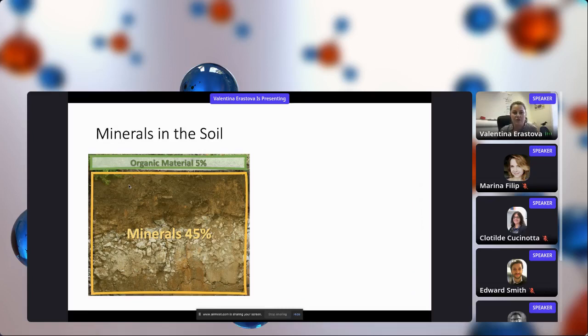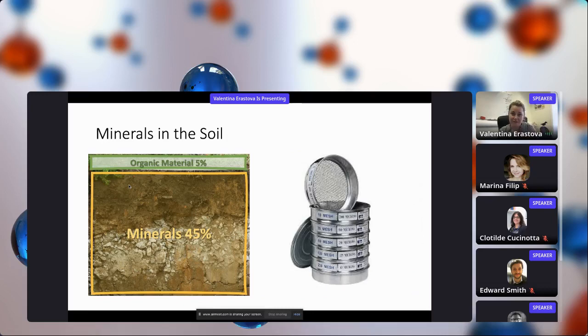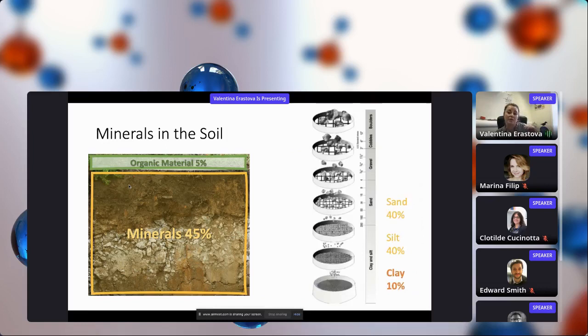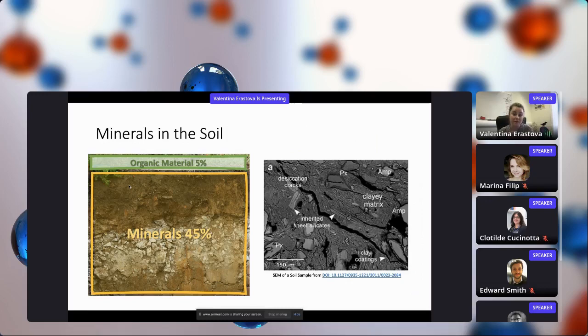So if we look at the minerals, geologists would normally take a variety of meshes and start sieving it through. We'll get to the lower level that will be sand, silt, and around 10% would be clay. The clay itself, being only 10%, would have an even smaller part that is clay minerals. Sounds like a very small amount of the total soil that's surrounding us.